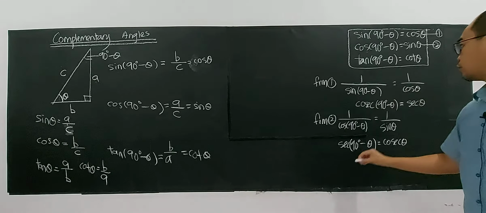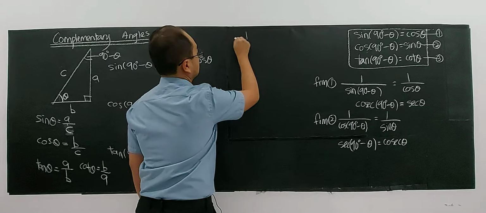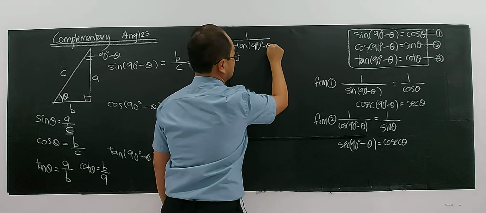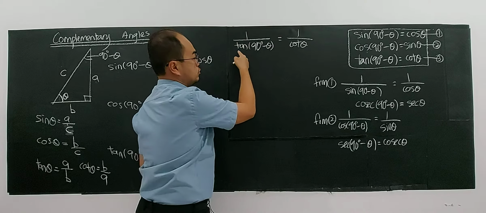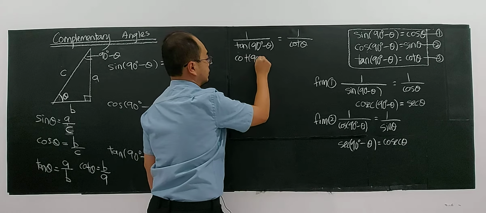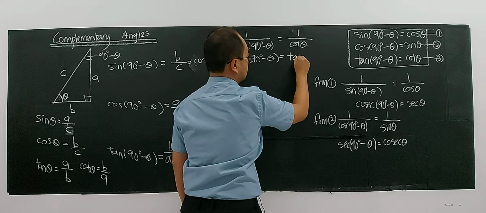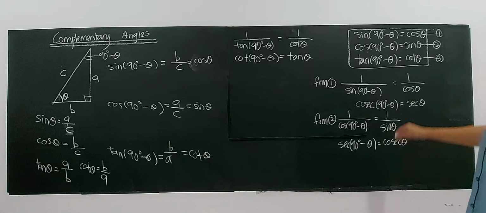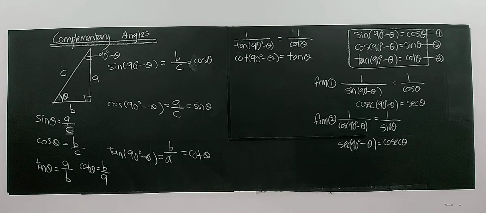And from the third, you can do the same thing. 1 over tangent of 90 degrees minus theta is the same as 1 over cotangent theta. So 1 over tangent is cotangent, so cotangent of 90 degrees minus theta is the same as 1 over cot, which is tangent theta. You can generate another three formulas, but it's good enough to just generate these three. All of this you can just manipulate.